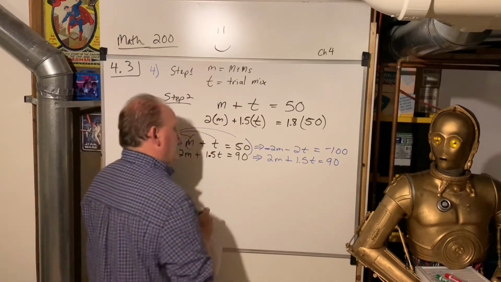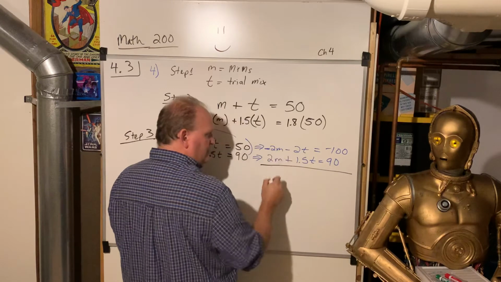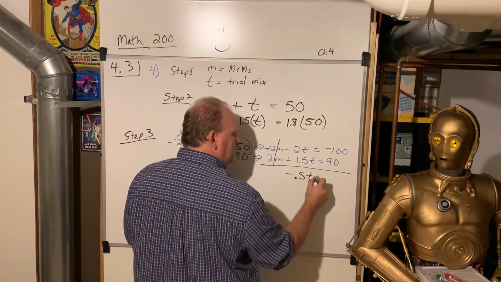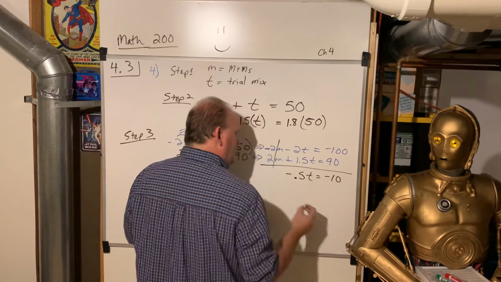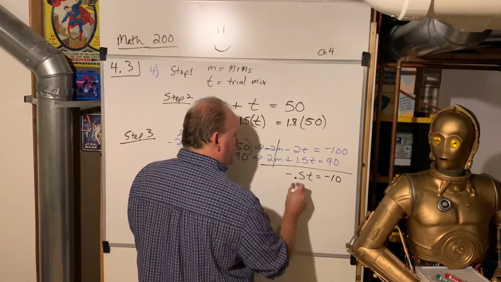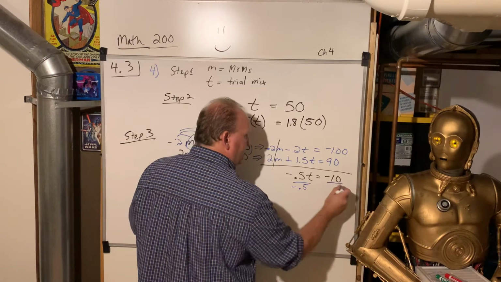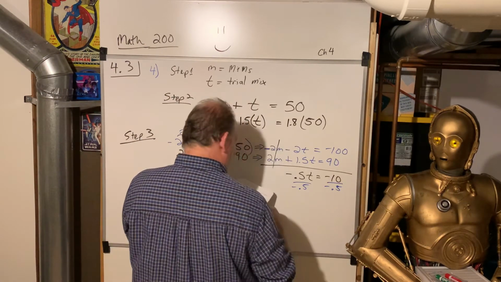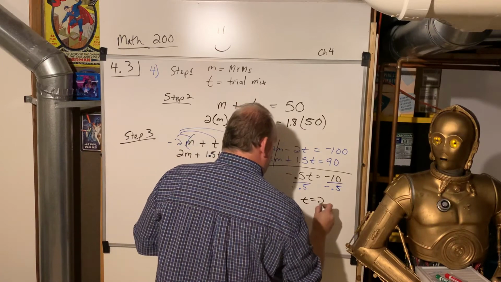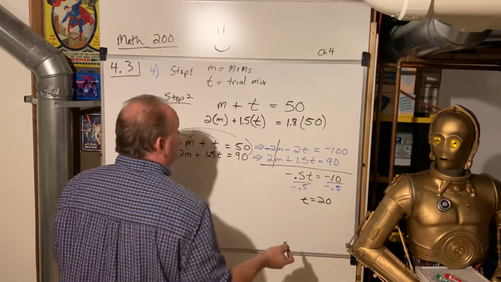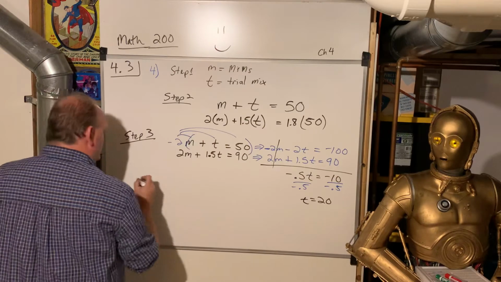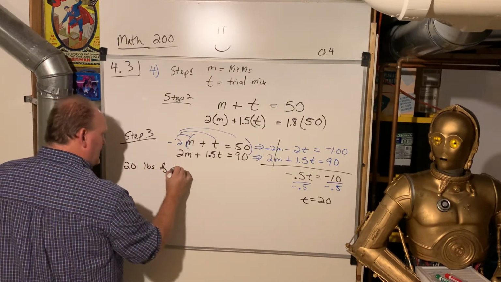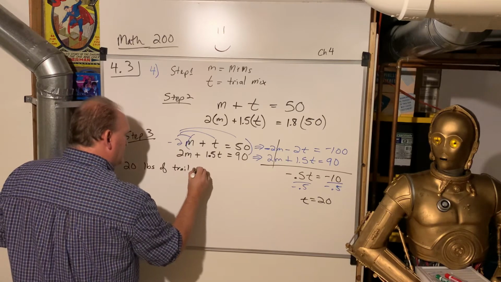Now I add straight down. The M's disappear. I get negative 0.5T is equal to negative 10. I divide by whatever's in front of my variable, negative 0.5. And T is equal to 20 pounds. So what does that mean? T is equal to 20 pounds. Well, we know T was trail mix, right? So that means 20 pounds of trail mix.